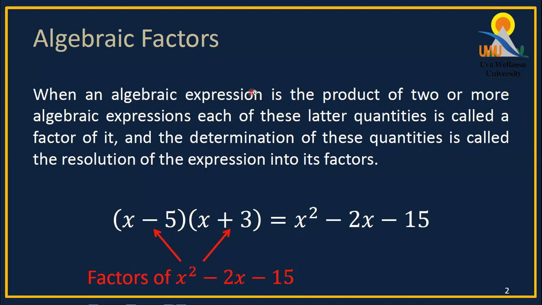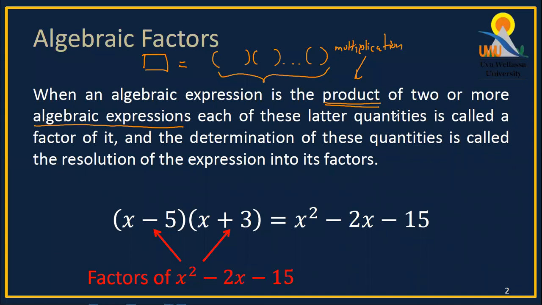When an algebraic expression is the product of two or more algebraic expressions, that is, if you have an algebraic expression which can be expressed as a product. Product means the multiplication of two or several terms, two or more algebraic expressions. Therefore, if a single given algebraic expression can be expressed as a product of two or more algebraic expressions, then each of these latter quantities is called a factor of it.